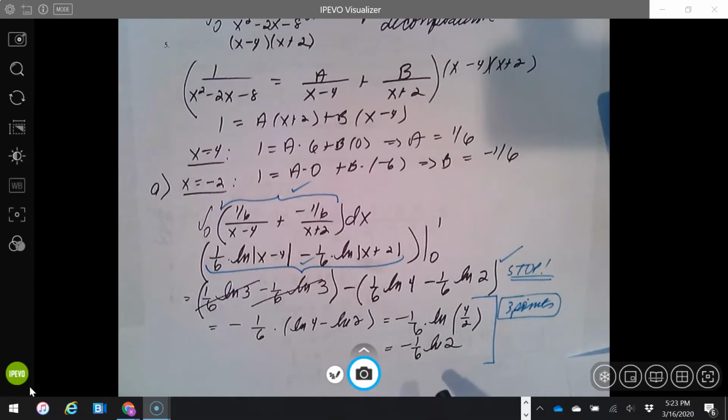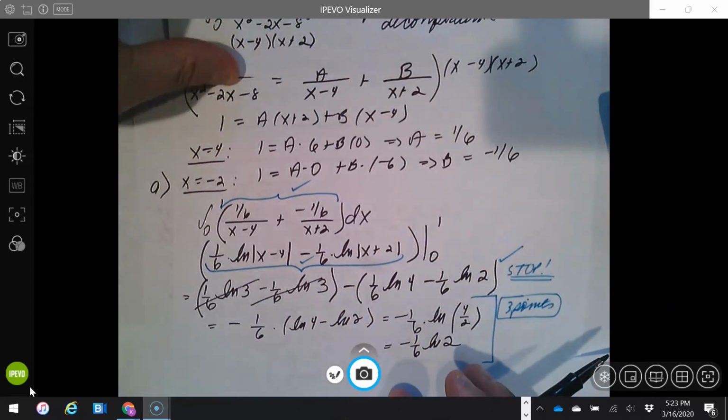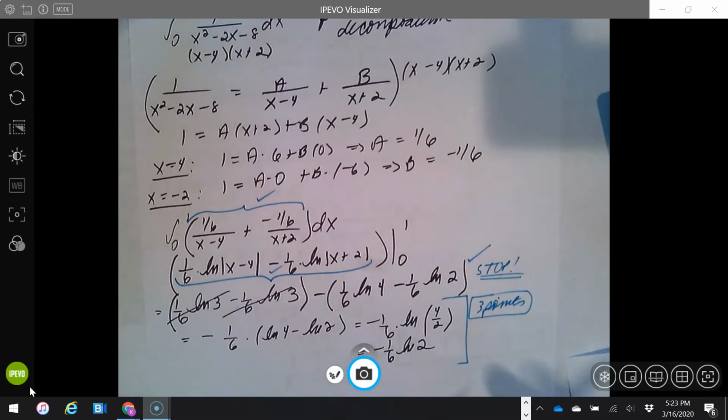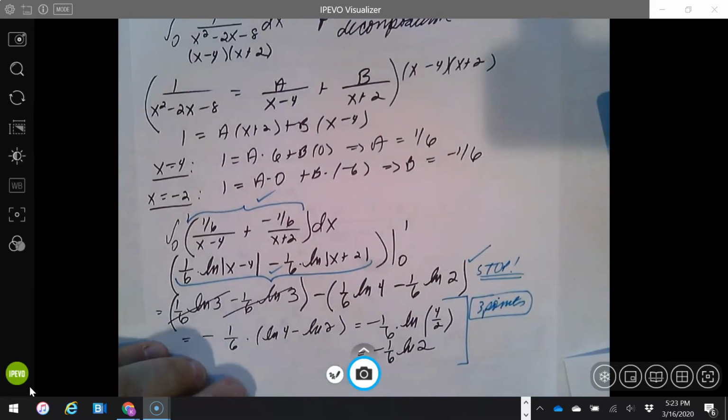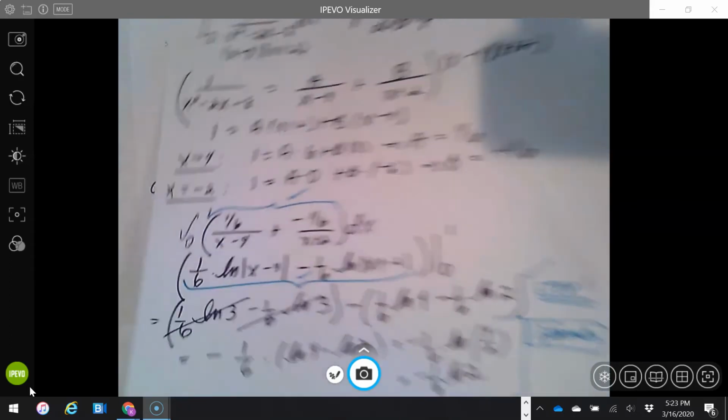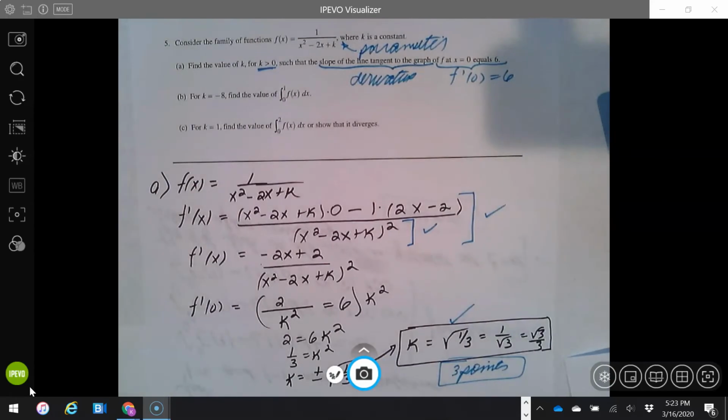Nice. A little bit trickier. Definitely calculus BC territory here. This is not the work that you'd be expected to do in the AB exam. Let's go one step further. Let's look at part C.